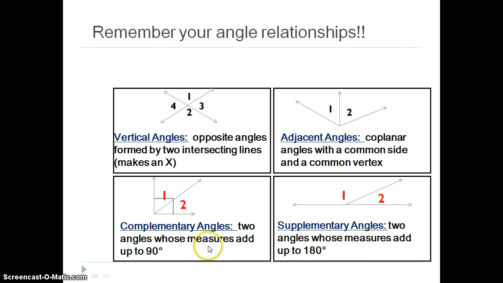Complementary angles add up to 90 degrees, and supplementary angles add up to 180 degrees. Linear pairs are also supplementary angles. A linear pair means that it forms a line.